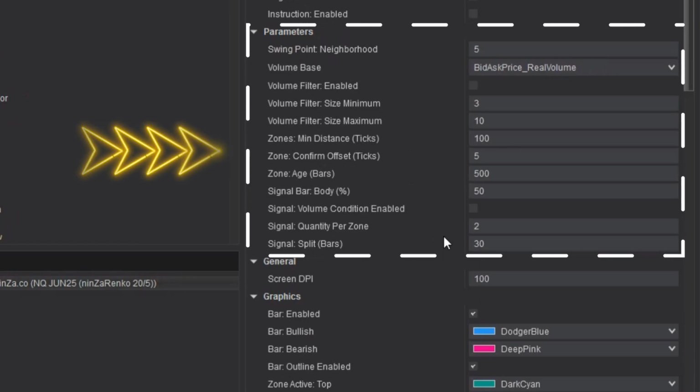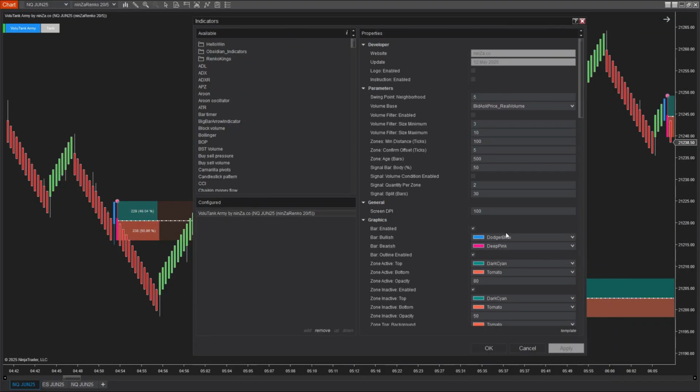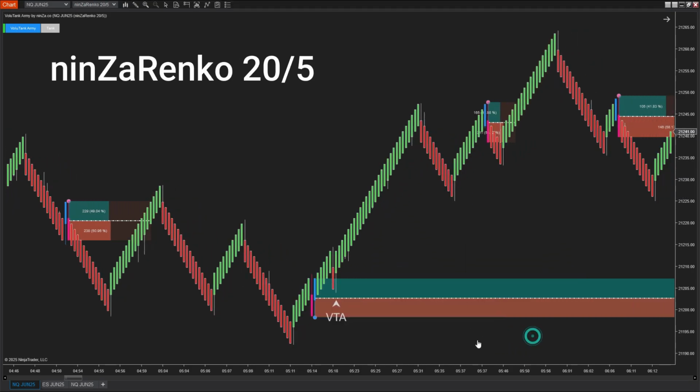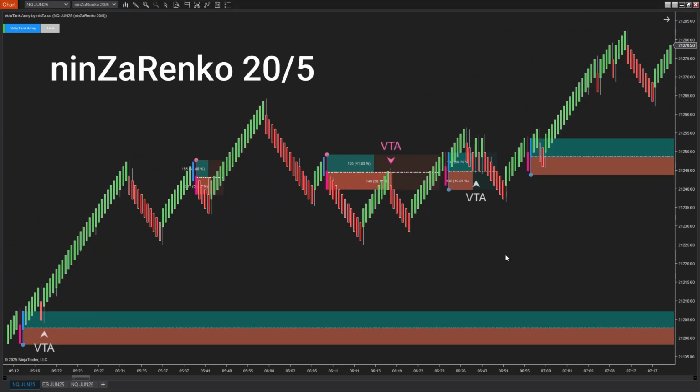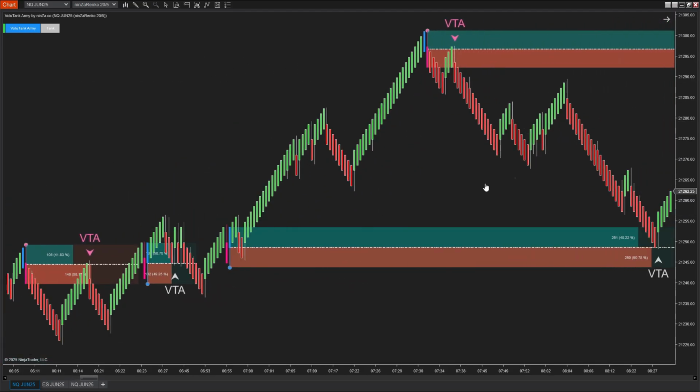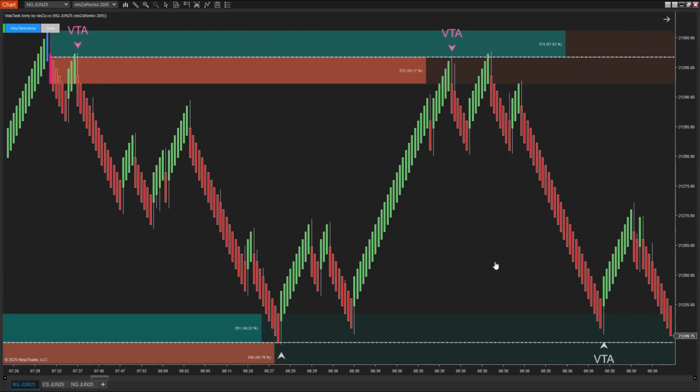it plays out. We also provide a comprehensive manual with the indicator so you can easily understand the purpose of each parameter. If you need further assistance, feel free to reach out to our support team via email at support@ninza.co.